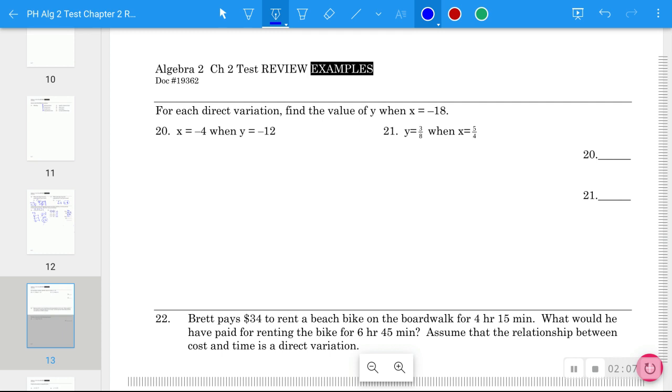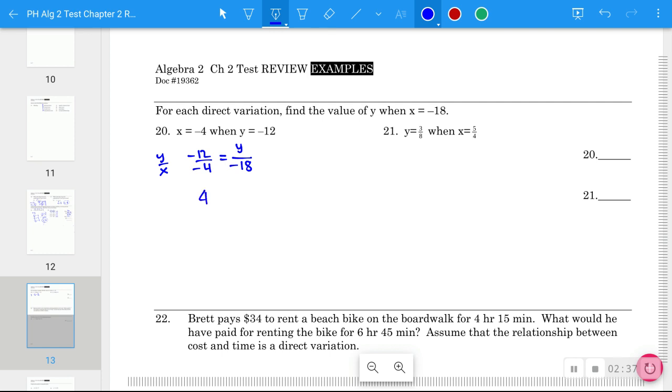Okay, here we're told that they're direct variations, and we're supposed to find the value of y when x is negative 18. So what we do is we set up a proportion here, the y over the x, and we're going to go with negative 12 over negative 4. And then on the other side, the y on top, which we don't know, over the new x, which is negative 18. Okay, now you cross multiply.